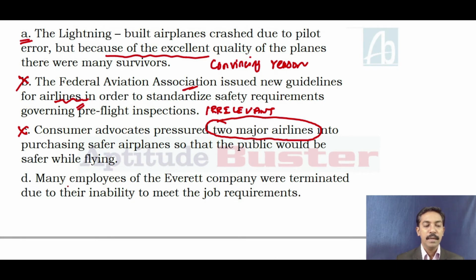Option D. Many employees of the Everett company were terminated due to their inability to meet the job requirements. Now we are discussing why the company wanted to buy the same model. That has nothing to do with termination of employees. Option D is also irrelevant. Therefore, the answer for this question is option A.